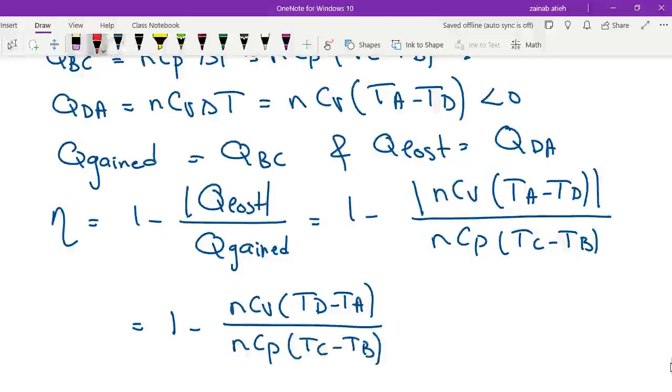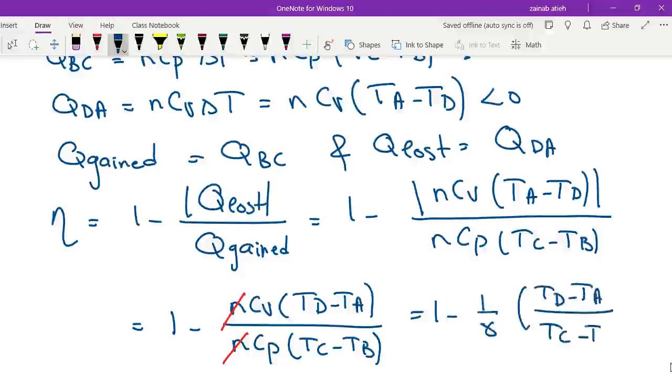So n with n is cancelled. CP over CV is gamma. So it comes out like this: 1 minus 1 over gamma, (TD minus TA) over (TC minus TB). And we have arrived at the same form as he gave us.